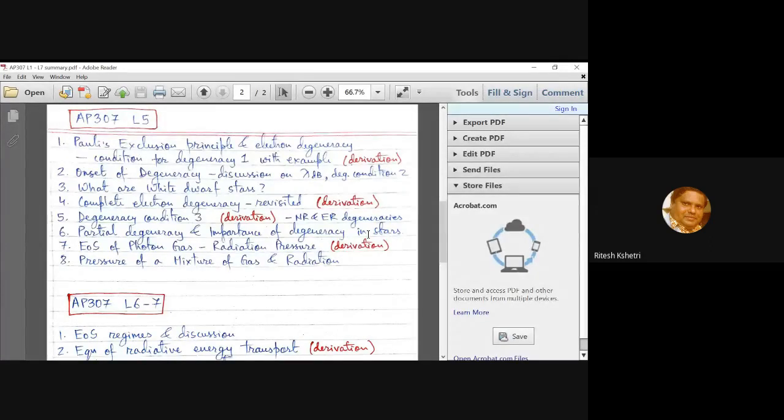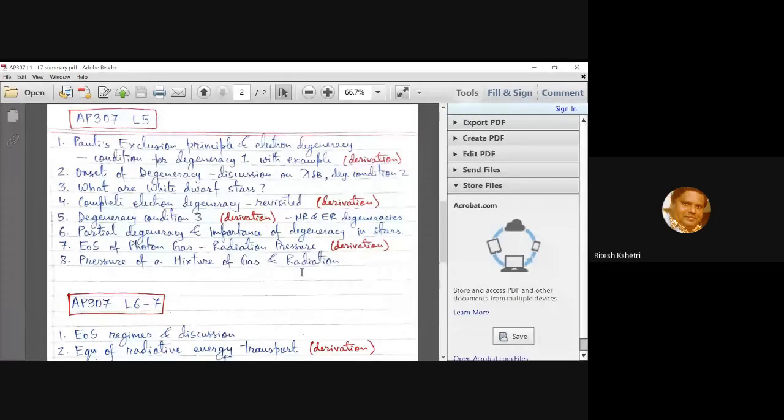And then, till now, we have been talking about gas and electrons, right? So what about photons and neutrinos? For the time being, I am not talking about neutrinos, but as for photons, I talked to you in this lecture, and there we derived the equation of state of photons, or basically, the relation for radiation pressure. And finally, we obtained an expression for the pressure of a mixture of gas and radiation.